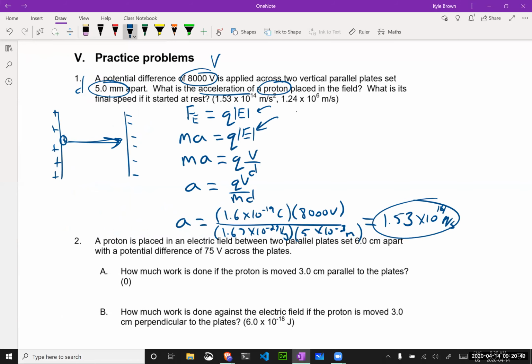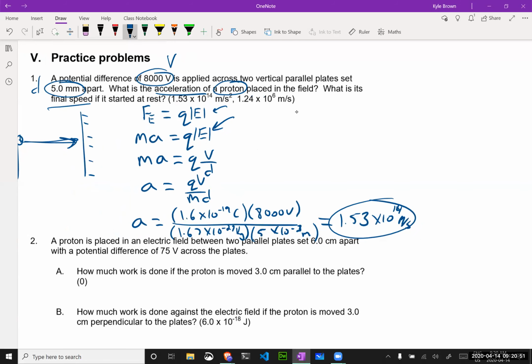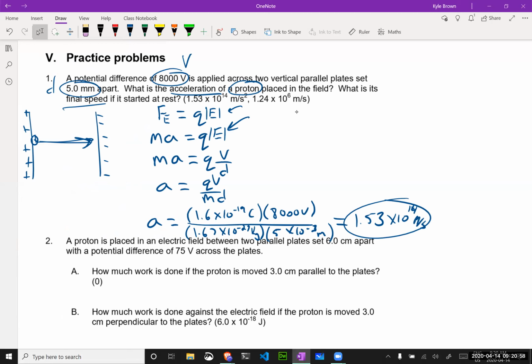Okay, so now it says, what is the final speed if it started at rest? Okay, there's actually two ways to do this, right? Some of you guys might be thinking kinematics right away, right? Because if I knew it started at rest, then my V1 would be 0. And I'm looking for Vf. I have the distance, right? Because that's the distance between the plates. And I now have the acceleration. So I could use kinematics. But I want to show you could also use energetics here too, right?